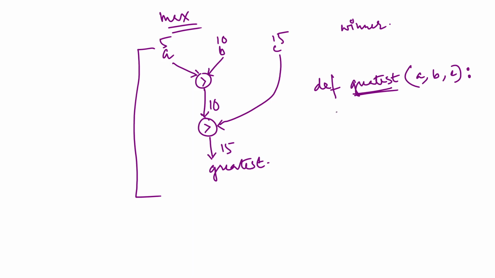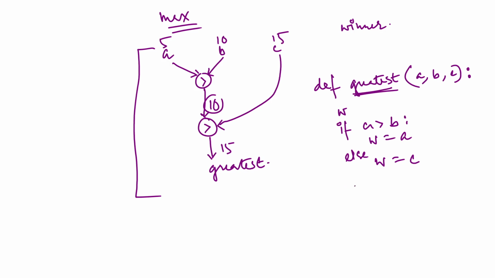So what we do is we define a variable winner, w for winner. Now if a greater than b, then winner equals a, else winner equals b. So the first match is done, we have our winner. Okay, so winner will contain the value 10, right?